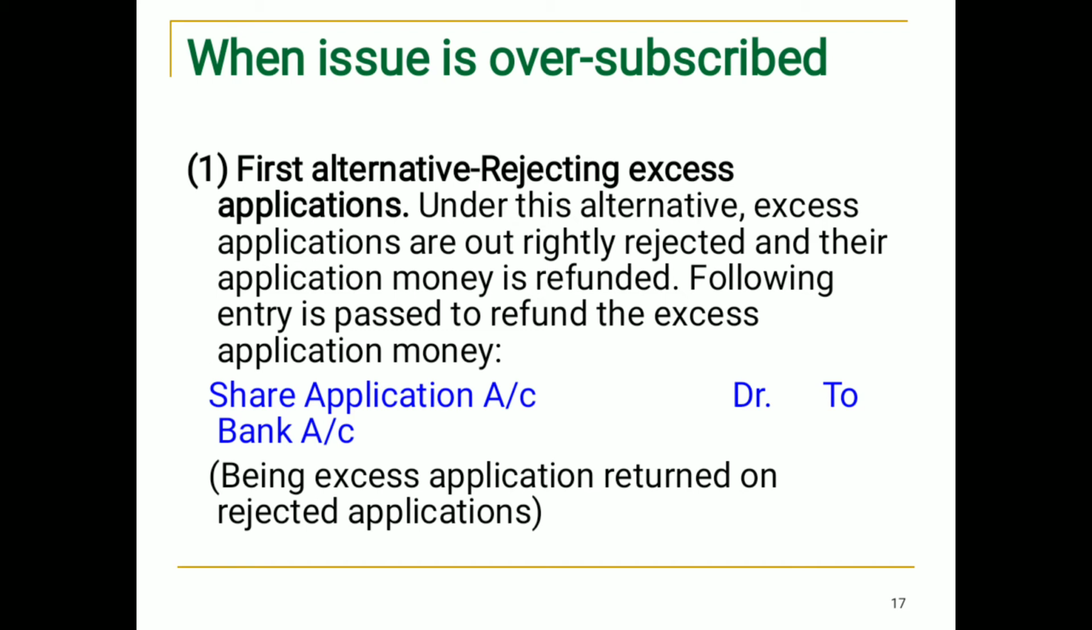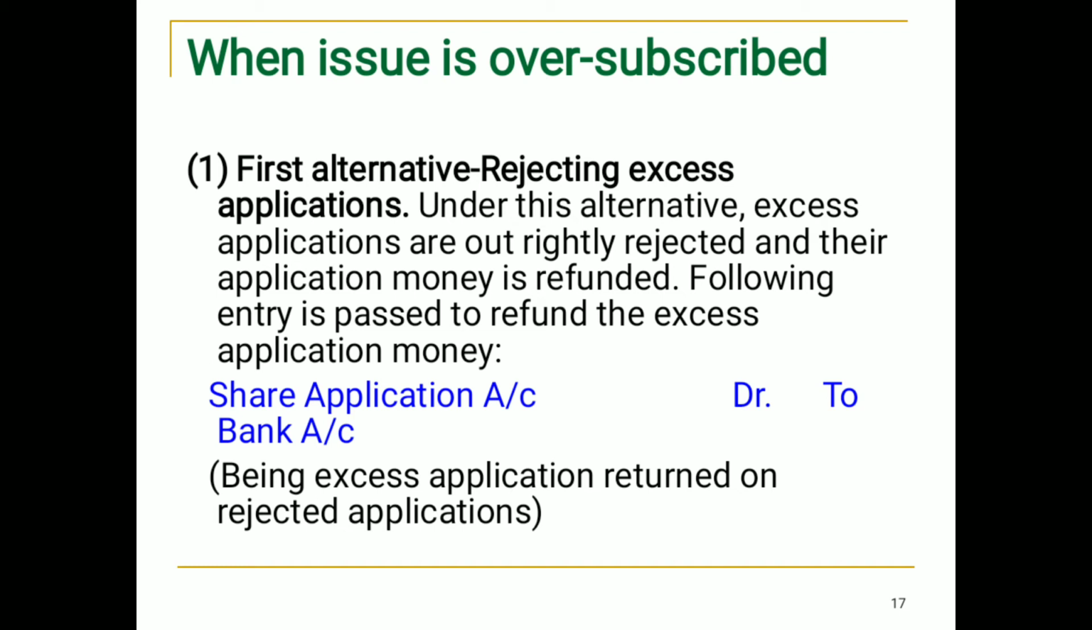First alternative, rejecting excess applications. That means the extra 10,000 applicants that you have received, you will not accept them. You will reject them. Yes, and in such a case, the journal entry is this. If you remember the journal entry for receipt of applications, the very first journal entry, when application money is received, what it was, try to recall. Bank account debit to share application account it was.